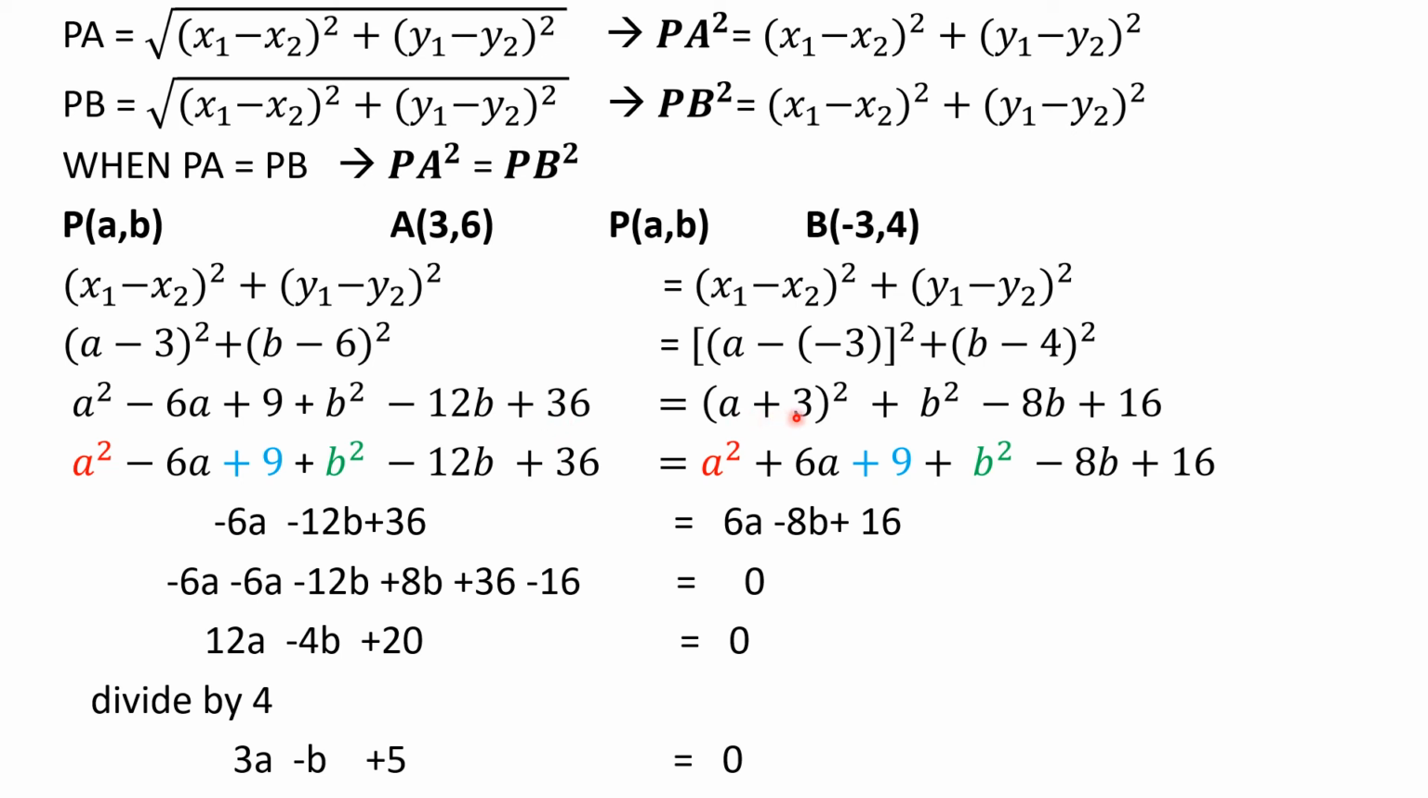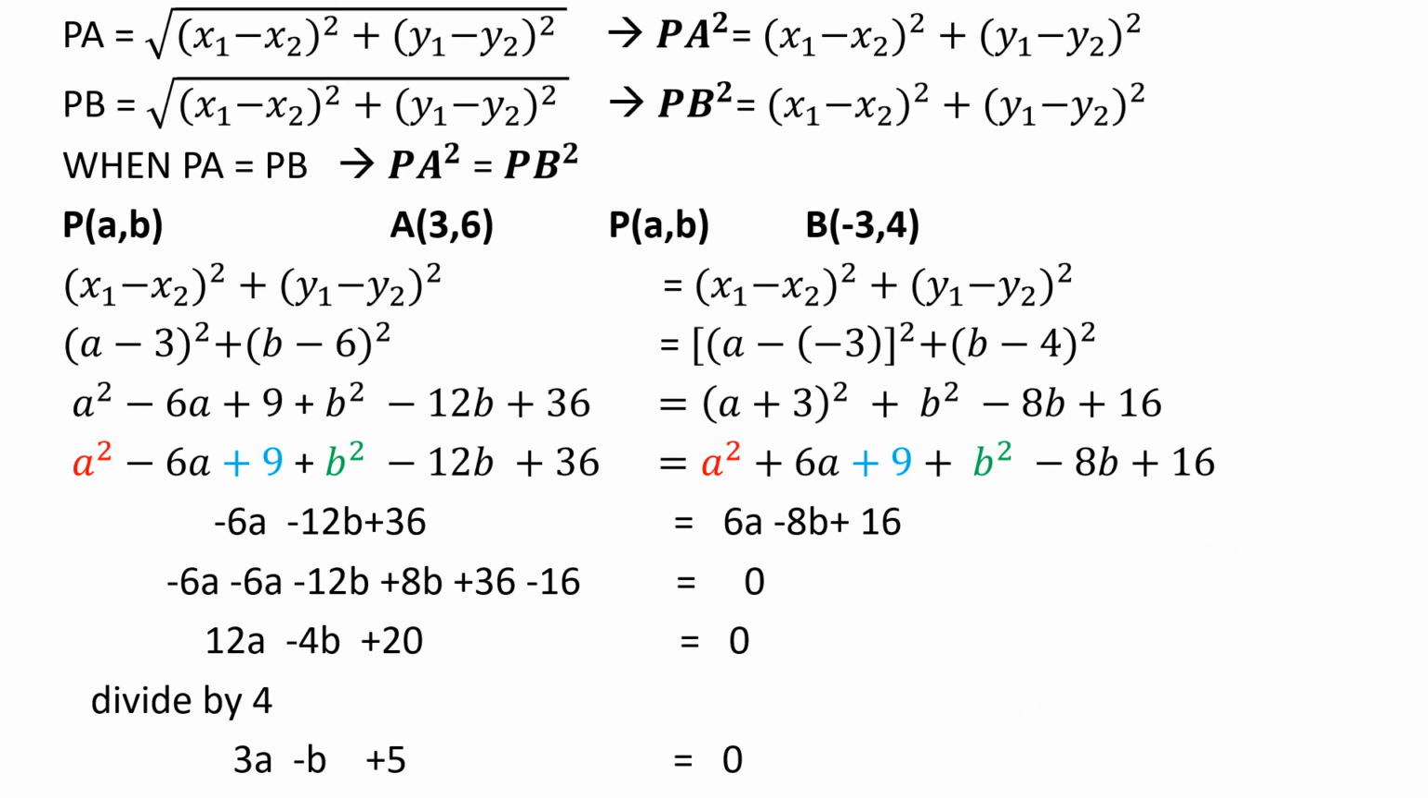Here, a plus 3 the whole square equal to a square plus 6a plus 9. b minus 4 the whole square equal to b square minus 8b plus 16. So when you solve, you will get 12a minus 4b plus 20 equal to 0. All this will be divisible by 4. Divide by 4: 3a minus b plus 5 equal to 0. So this is the relationship between a and b. Like this only you should show when they ask for the relationship between a and b.